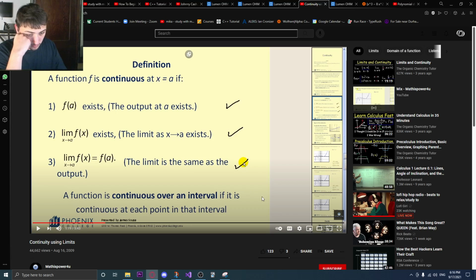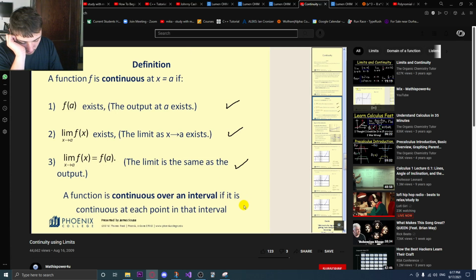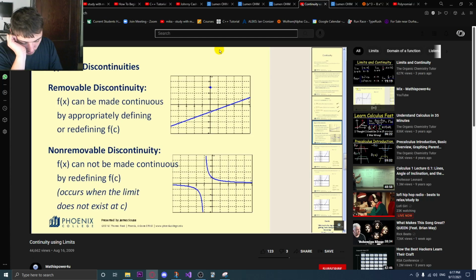A function is continuous over an interval if it is continuous at each point in that interval. Before we look at some examples, let's talk about two types of discontinuity.